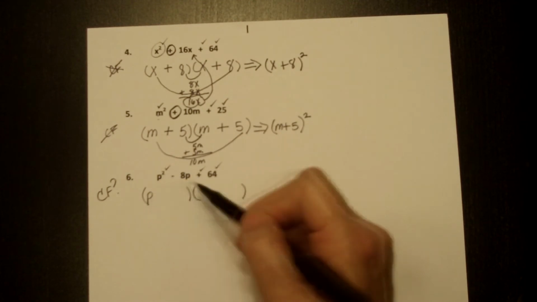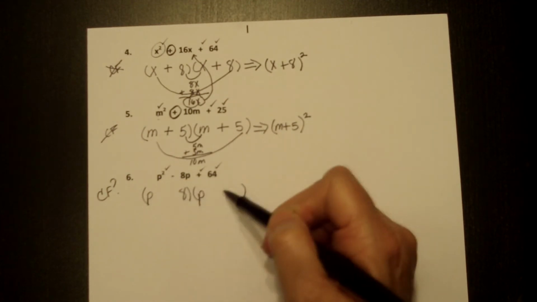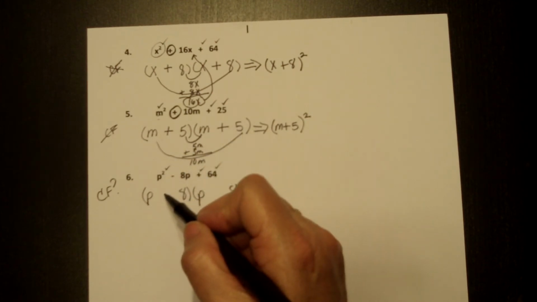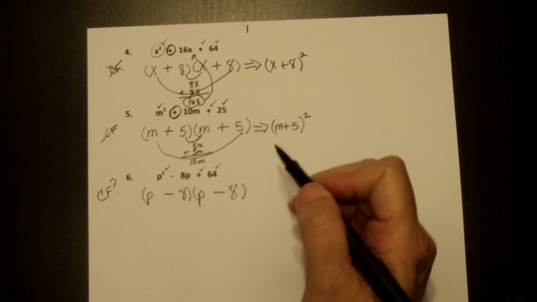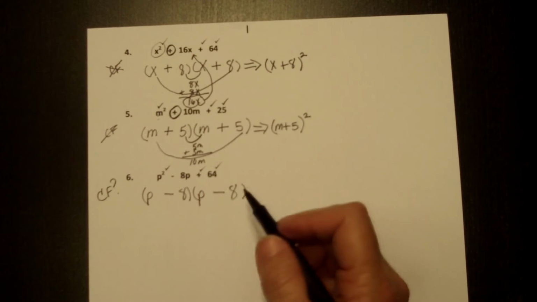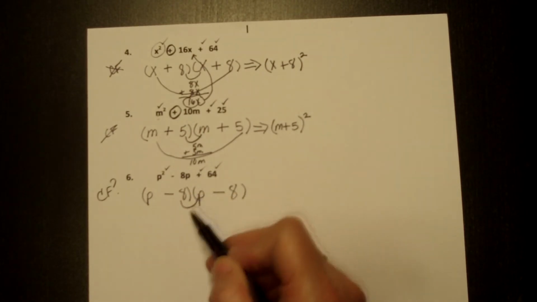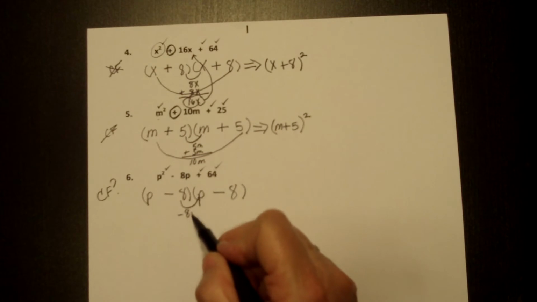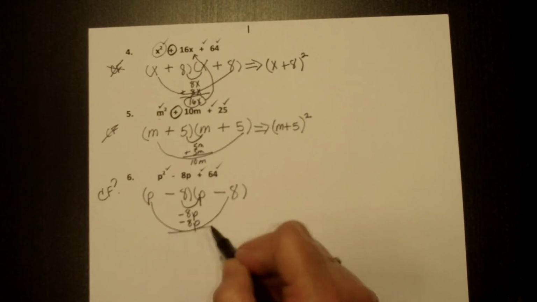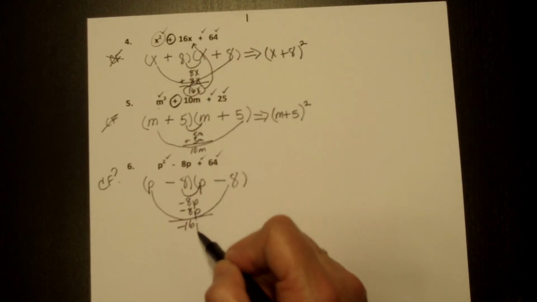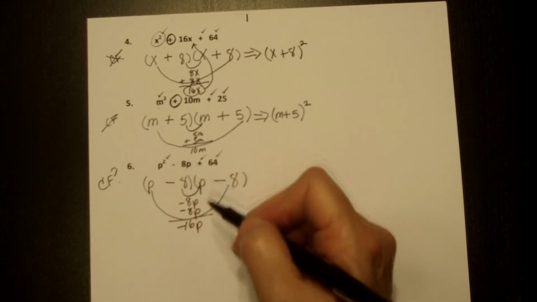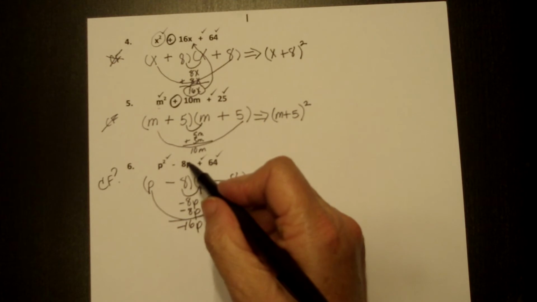So p squared is p times p. 64 is 8 times 8. And since this is a negative in the middle, it has to be negative negative. Okay, so now we have to check and see if this actually gives us the middle. All right, so this is going to be negative 8p, negative 8 times p, negative 8p. This is going to be another negative 8p. Well, negative 8p and negative 8p is negative 16p. But my middle term is negative 8p. So these are not the same.